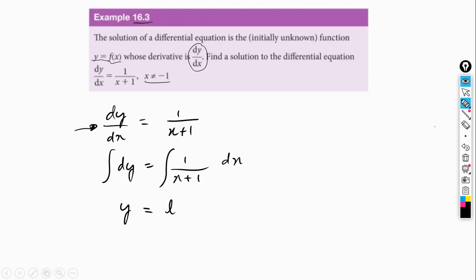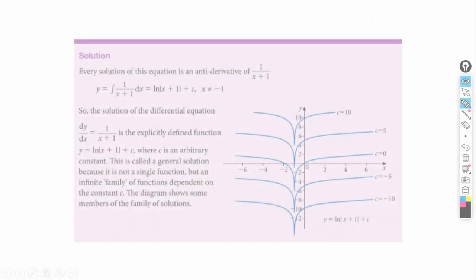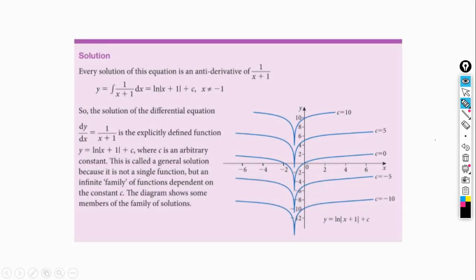So this would be natural logarithm of the absolute value of x plus 1 plus a constant c, where x cannot equal negative 1. Now don't forget to always use the constant. It's very important for these type of equations. So every solution of this equation is an antiderivative of 1 over x plus 1. So it's the integration of 1 over x plus 1 dx, which is in the form natural logarithm of x plus 1 plus c, where x cannot equal negative 1, as we found.